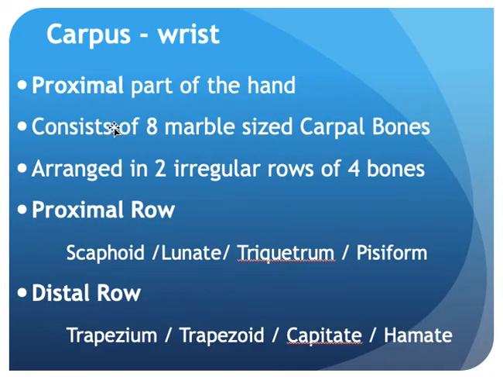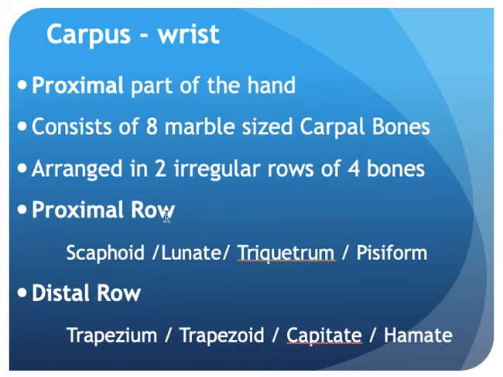So here is the carpus, or the wrist. So proximal part of the hand, and this is just off the ends of the radius and the ulna. Okay, and I can really put my two fingers right at the ends of my radius and my ulna, and I can feel a lot of these bones, and if I push them back and forth, I can feel them all moving around. But it consists of 8 marble-sized carpal bones. They're arranged in 2 irregular rows of 4.